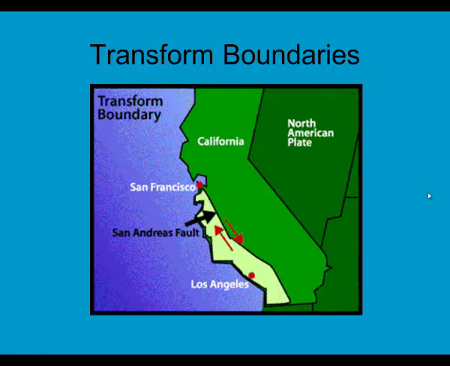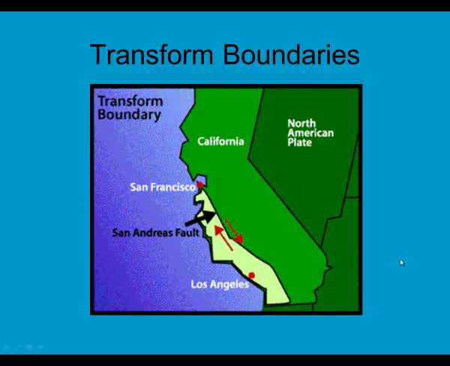Transform boundaries. Transform boundaries are when plates slide past each other, like transformers slide open. Transform boundaries slide past each other. One of the most famous examples is the San Andreas fault line in California. One plate is moving past another.